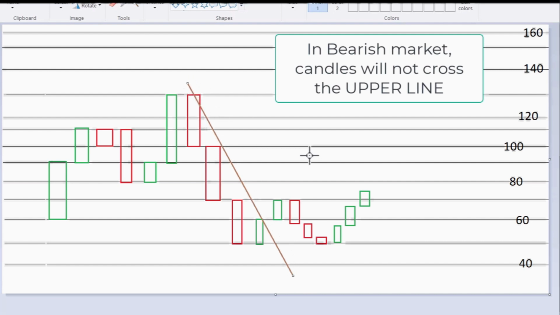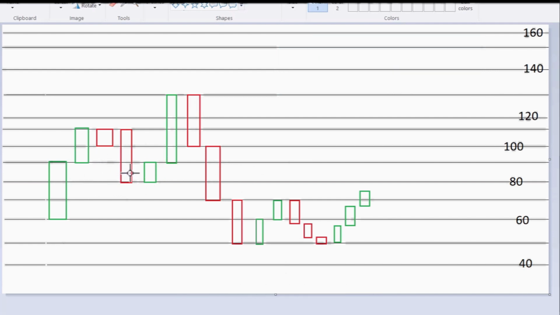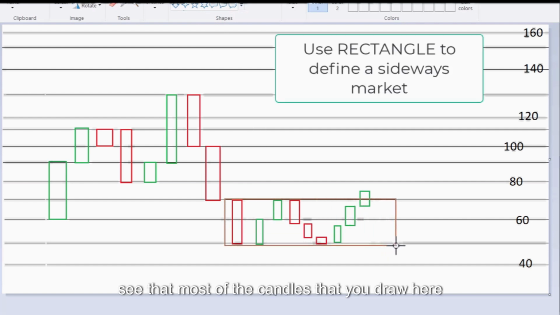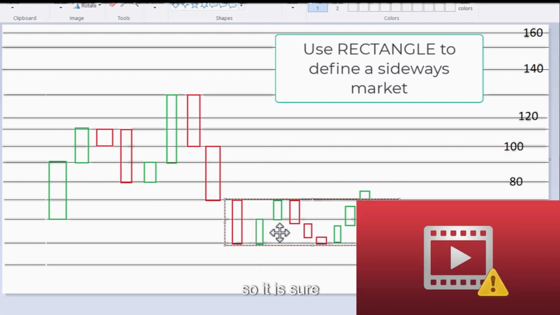And let's say you are not sure if it is sideways or not. Let's say in this trend you think it's a sideways market. The easiest way to define a sideways market is to draw a rectangle. If you draw a rectangle, you will see that most of the candles are within this rectangle. They are not crossing the upper line. They are not crossing the bottom line as well. So it is sure that it is a sideways market.